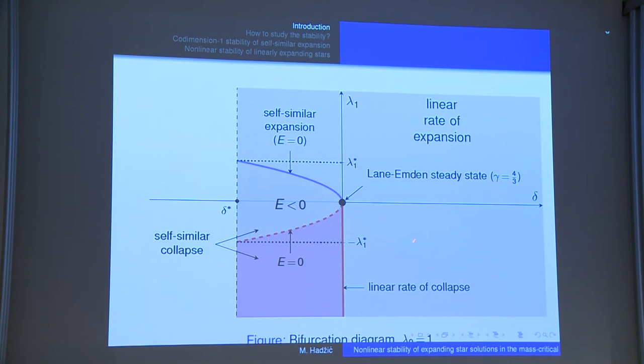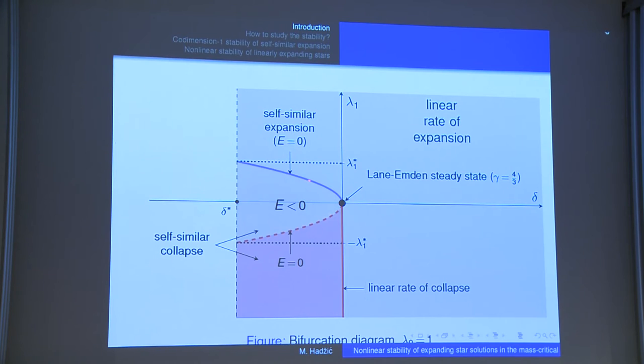Okay, and the basic results are this light blue region is stable, and this thick blue region is codimension 1 stable. So for this line, you have an explicit formula, which is just the statement that E equals zero.